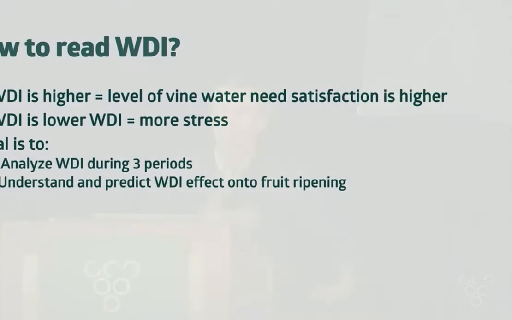Well, we create the ratio of maximal water use, which is defined from the KCB max, versus actual transpiration. So when this ratio is at 100%, it means that the plant is transpiring all the water it possibly can. And when this water deficit index is lower, it means that the plant is experiencing a deficit compared to what it would normally use if it had all the water it needs in the world. So bear in mind that in the next slides, when the water deficit index is high, it means the level of vine water satisfaction is high, so no stress. And if the water deficit index is low, it means more stress.